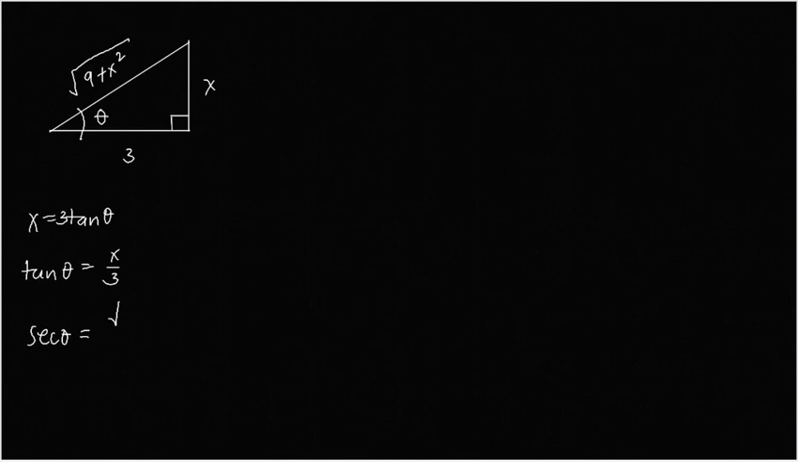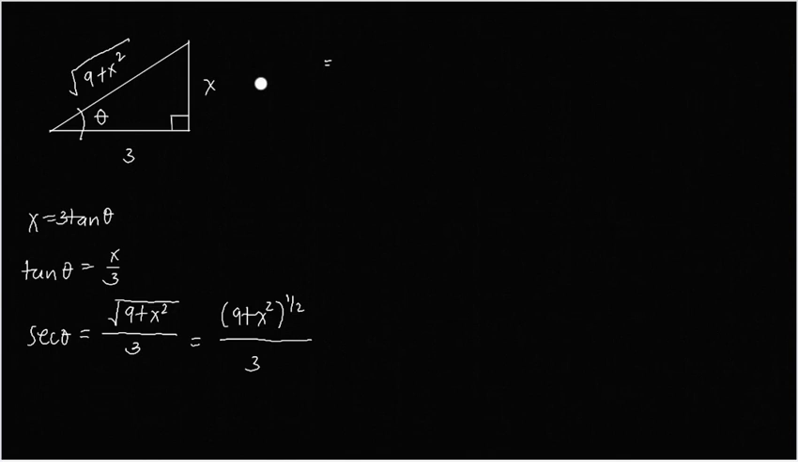Again, referring to this right triangle, remember that a while ago we have x is equal to 3 tangent of theta. So that our tangent of theta is equal to x over 3. And again, tangent of theta is opposite x over adjacent, which is 3. So we have a square root of 9 plus x squared as our hypotenuse. And since we need the value of secant of theta, just like a while ago, that is equal to hypotenuse, square root of 9 plus x squared over 3. Or we can express this as 9 plus x squared raised to 1/2 over 3.